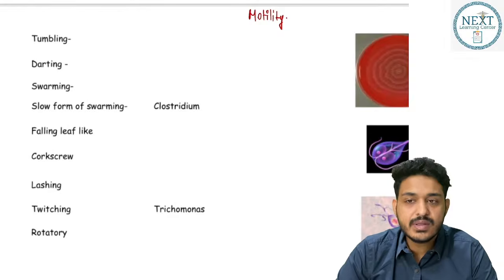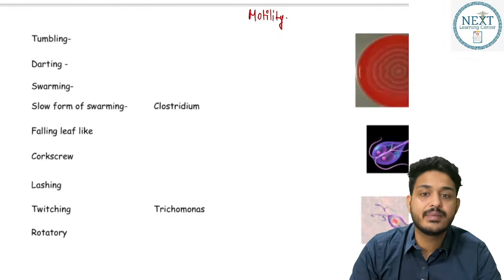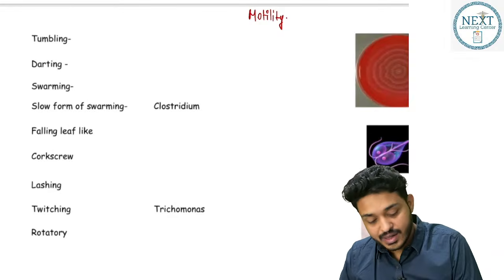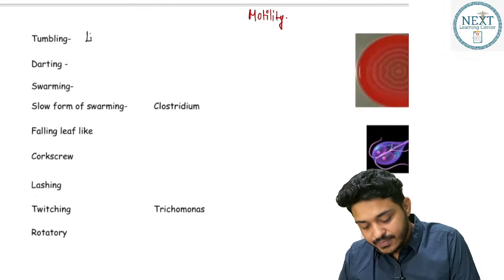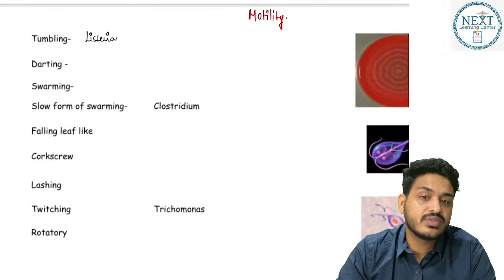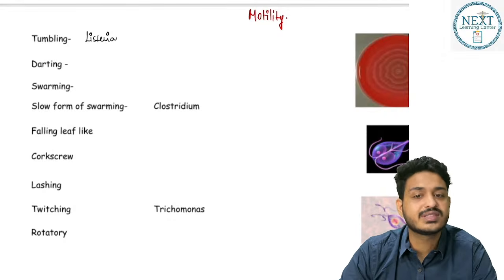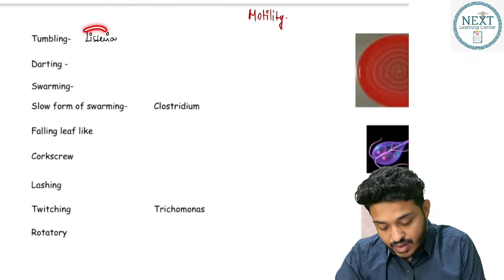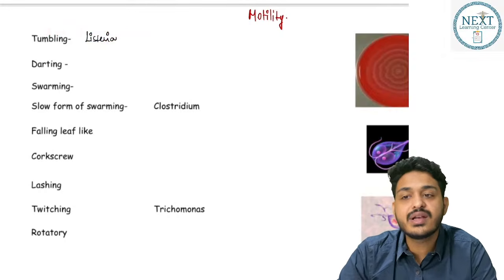Who tumbles? Those people who are alcoholic, they will drink and then they will tumble, right? So this is going to be seen with Listeria. Listerine also has what? Listerine will also have alcohol, somewhat alcohol. It is a mouthwash, right? So this is how you can remember. Listeria will have tumbling motility.